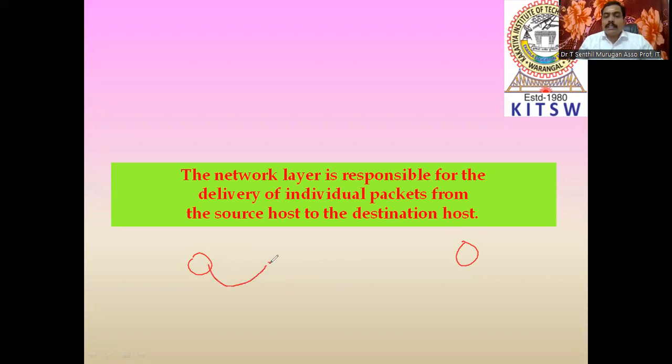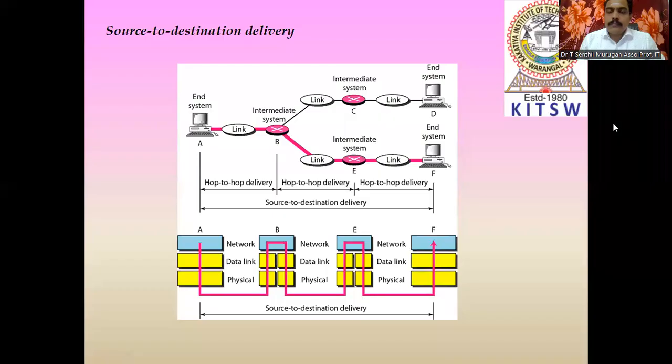So in between, whatever it may be, the packet will go up to reach the destination. It has the responsibility. Whether the individual packets will reach the destination or not will be verified by the network layer. Clear? So this is the diagrammatic representation for source to destination delivery.